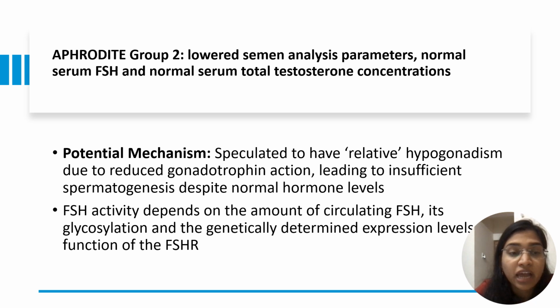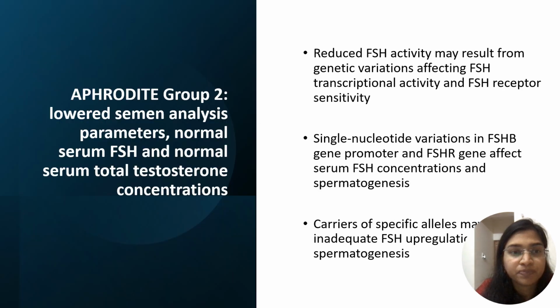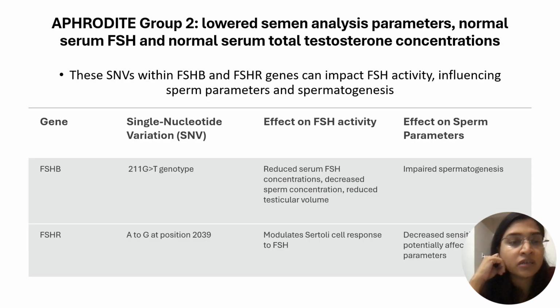despite normal hormone levels. FSH activity depends on the amount of circulating FSH, its glycosylation, and the genetically determined expression levels and function of the FSH receptor. Reduced FSH activity can be because of genetic variations that affect FSH transcriptional activity and FSH receptor sensitivity. There are single nucleotide variations in the FSHB gene promoter and the FSHR gene that affect serum FSH concentrations and spermatogenesis. Carriers of specific alleles may have inadequate FSH upregulation and spermatogenesis. So these single nucleotide variations within the FSHB and FSHR genes can impact FSH activity, influence sperm parameters, and affect spermatogenesis.